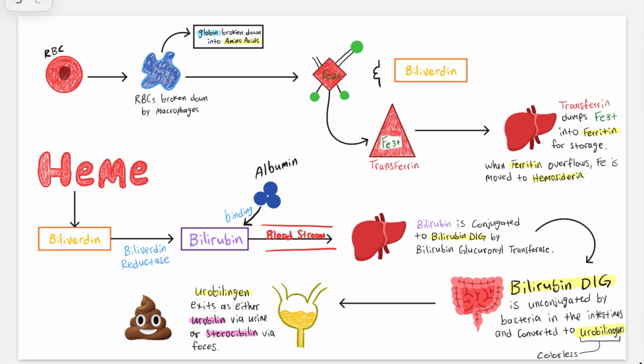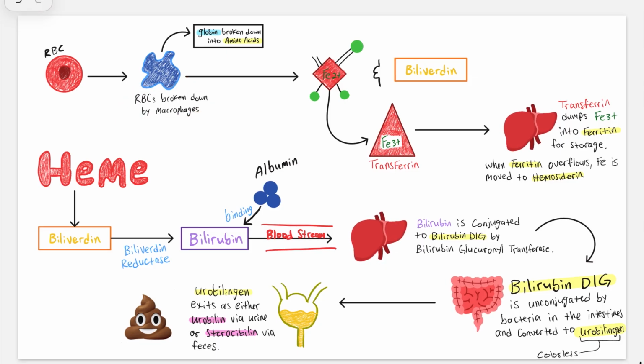In this first pathway up here, we're talking about globin, and that is going to be broken down into amino acids that can then be recycled to form different types of proteins and all sorts of things in the body. That happens when these red blood cells are broken down by macrophages. Once that happens, we get our iron 2 plus and something called biliverdin.